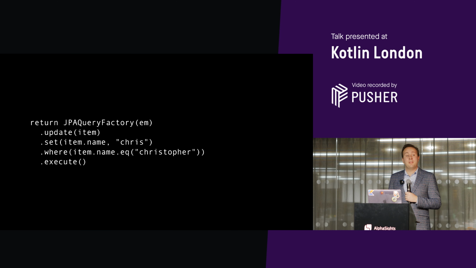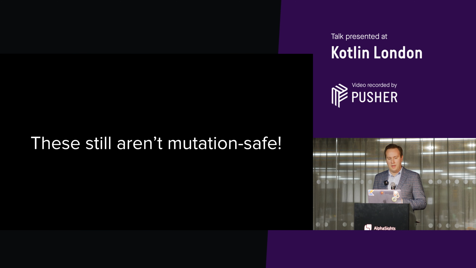So update methods, they also look similar. You call update instead of select from, and you use a set clause to change fields. So Query DSL gives you this type-safe query language that's easier to reason with than writing raw queries. But the problem is that these still aren't mutation safe. Query DSL's query factory has the same issues as the JPA itself, which is that update and delete queries are still exposed when it's not safe to call them.